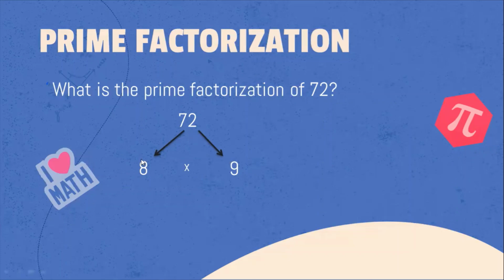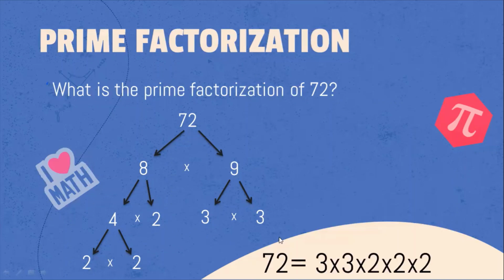So what are the factors of 8? It can be 4 times 2. Then 4 has other factors which are 2 times 2. 2, 2, 2 are now prime numbers. 9 has prime factors which are 3 multiplied by 3. That's why 3 is a prime number, 3 is a prime number, 2, 2, 2. That's why the prime factorization of 72 is 3 multiplied by 3 multiplied by 2 multiplied by 2 multiplied by 2. That is the prime factorization of 72.